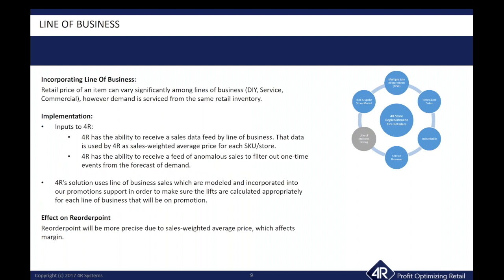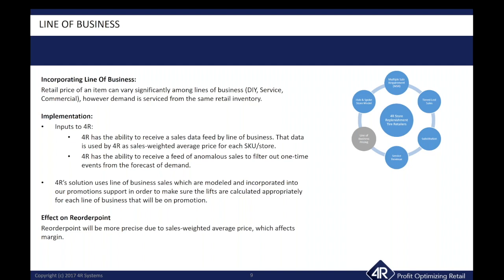The next feature I will discuss is line of business pricing. The retail price of an item can vary depending on the line of business it is being sold through. For example, an automotive retailer might have 3 lines of business: a service line of business, a do-it-yourself line of business, and a commercial line of business. This feature assumes that the demand for all 3 lines of business will be serviced out of the same inventory bucket. 4R has the ability to accept the POS data for all 3 lines of business, thus resulting in a sales-weighted average price for each SKU store.